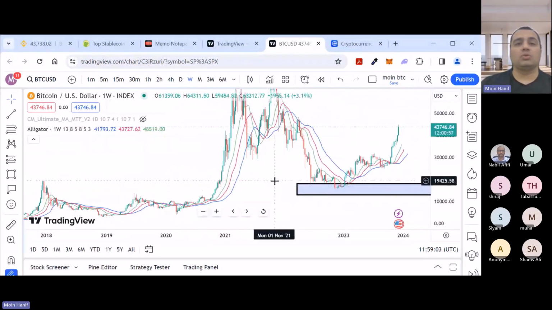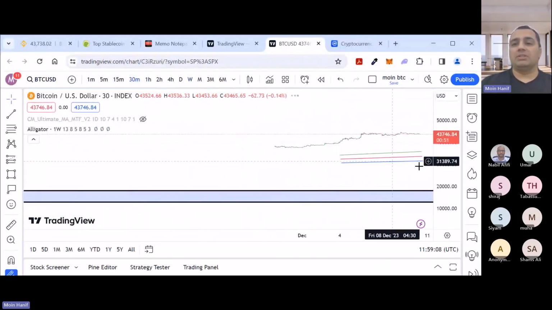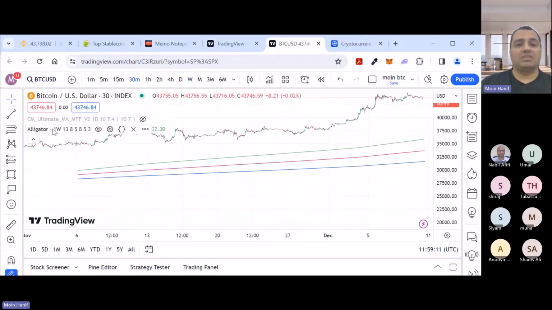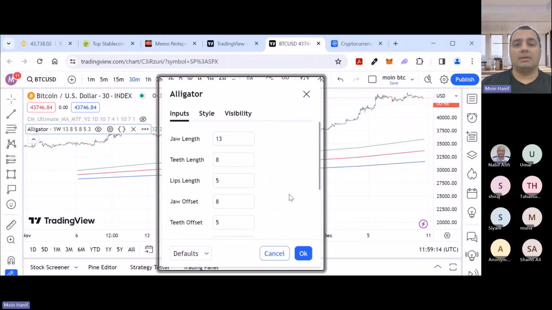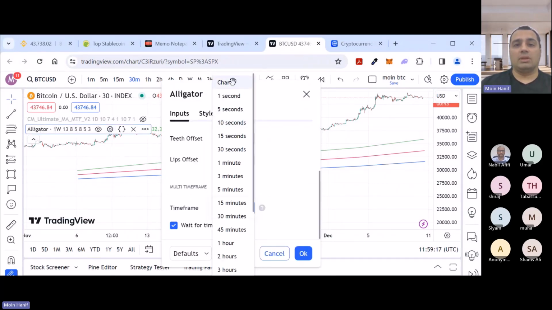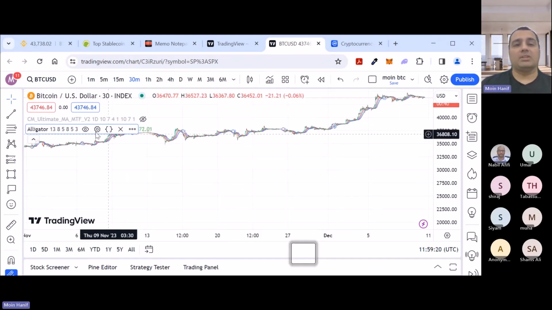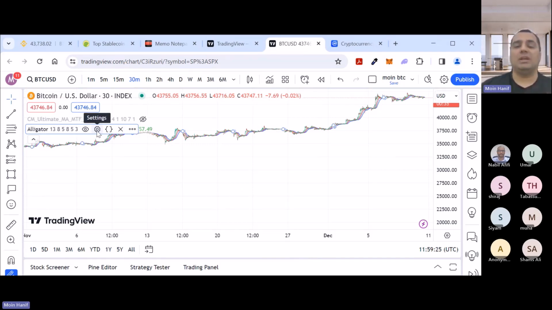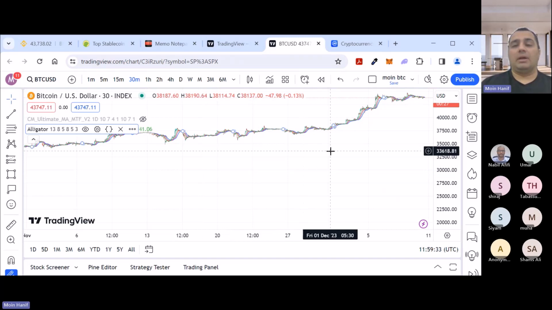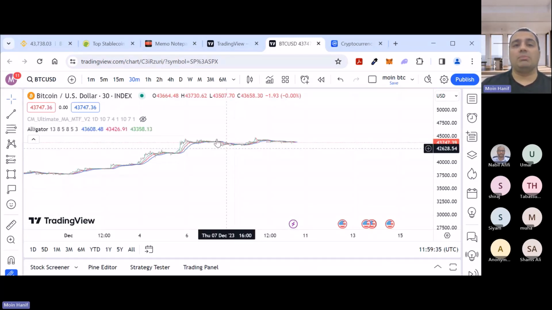Let's say we go to a 30-minute chart, right? See, now here it's very difficult to know, but again, I have the setting of this for 1 week, so I can make it by the chart. So here, for example, it will change based on the chart time frame. But I always make sure one of the alligators is set to a week. So even if I choose a smaller time frame, it will show me the weekly alligator. So anyway, now you can see it is showing me the 30-minute alligator and the 30-minute ultimate moving average, right? Both of them are switched on right now.